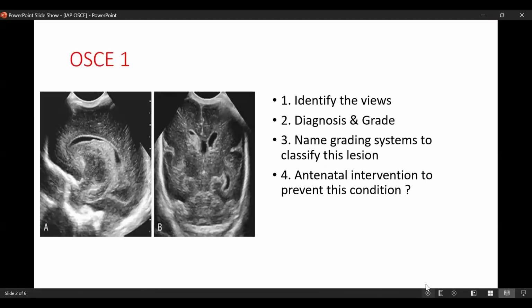So this is the first one. So what is this? So where I have to see.